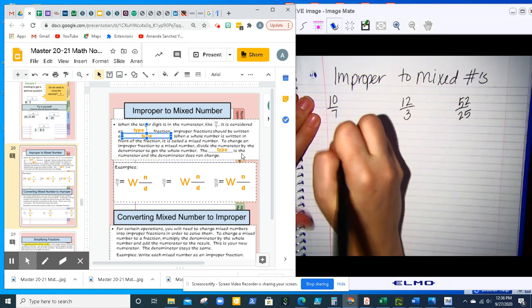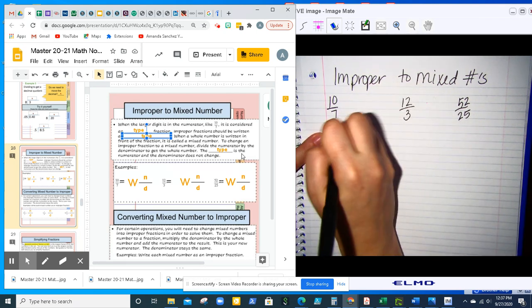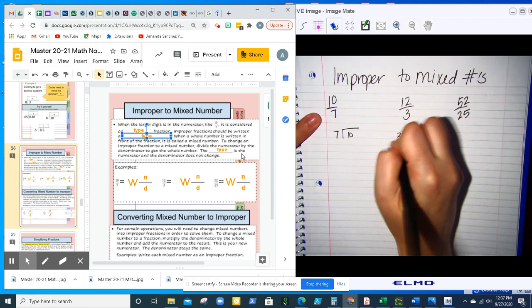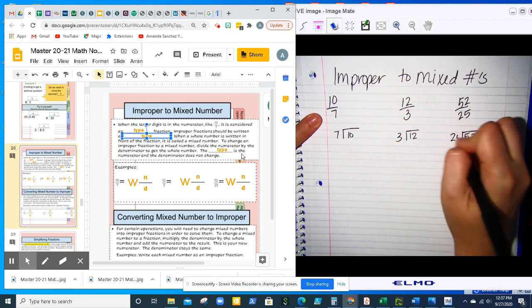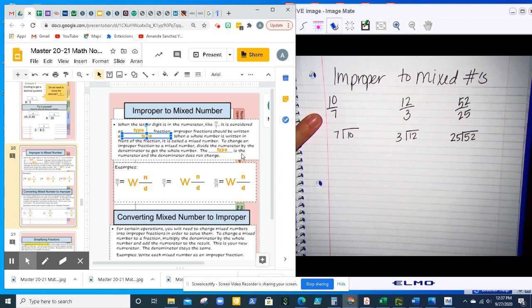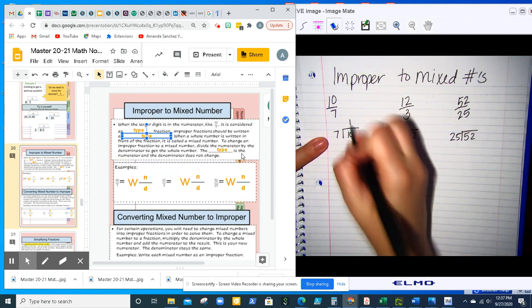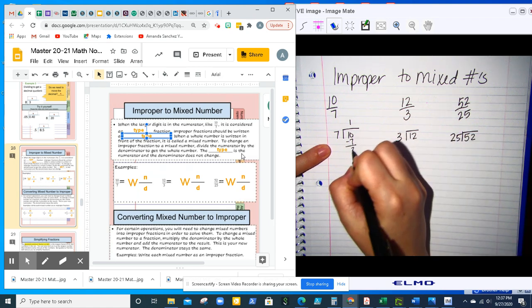So on all of these, the top number goes inside. 10 divided by 7. Top number goes inside, 12 divided by 3. Top number, numerator, 52 divided by 25. All right, so let's go straight into division. 7 can go into 10 one time. Subtract your 7. 10 minus 7 is 3.